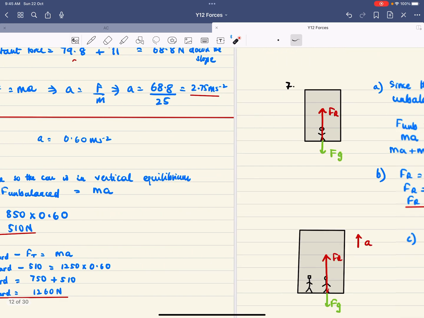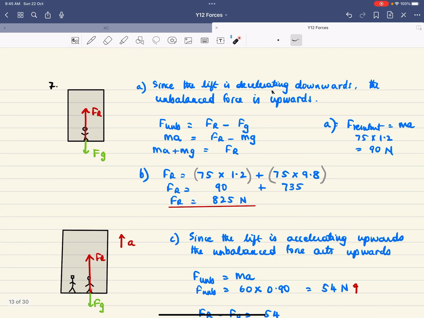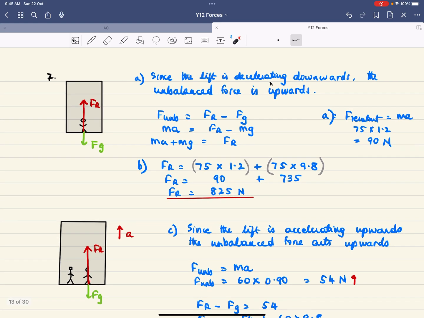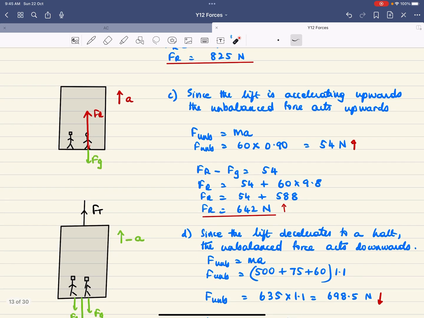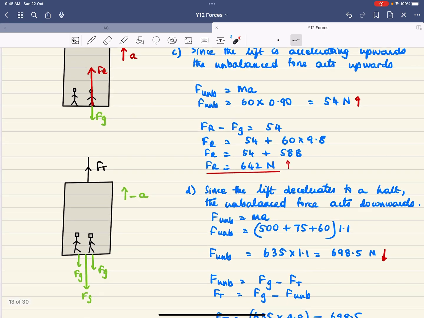And then there's one with the lift. Okay, so this is about the lift decelerating downwards. If it's decelerating downwards, then the unbalanced force is upwards. Okay, so that's going to be bigger. So it's slowing down as it comes down. Because it's slowing down, the resultant force has to be opposite to the motion. Okay, and then these are all the problems with the lift.